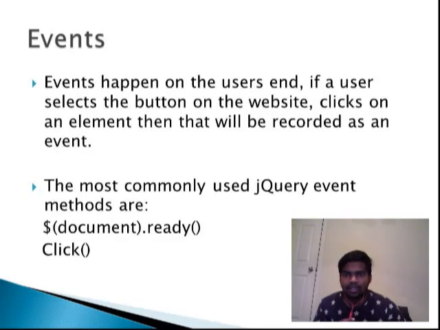Events happen on the user's end. If a user selects a button on a website or clicks on an element, then that will be recorded as an event. It is just saying that if you have a submit button, upon clicking it, if some action is performed, that can be considered an event. And next, the most commonly used jQuery event methods are document.ready and click.